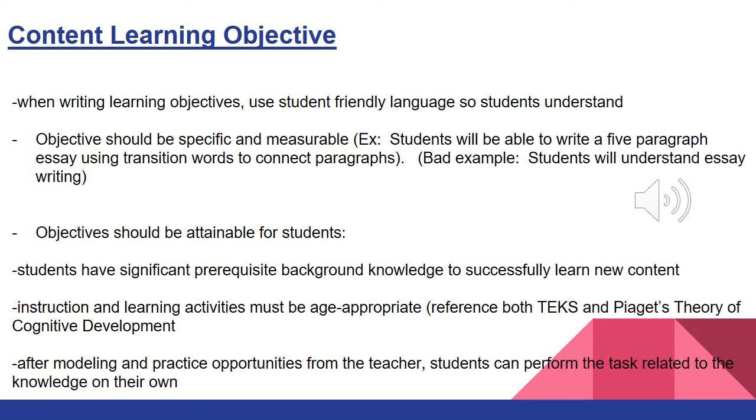Moreover, objectives should also be attainable for students. So students need to be able to have the prerequisite background knowledge to successfully learn that new content. They need to have the prior learning from either their home lives or from earlier grade levels to be successful in learning the content. If they don't have that foundational knowledge, you will need to revise your content objective to make it more appropriate to students' ability levels.